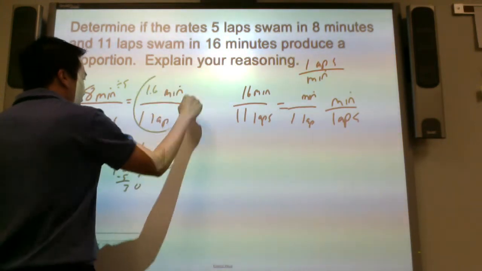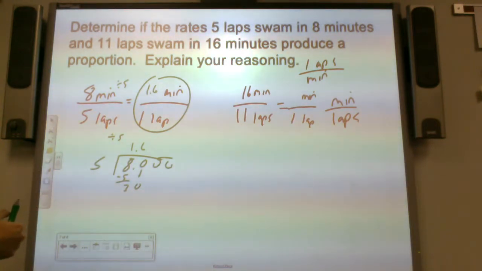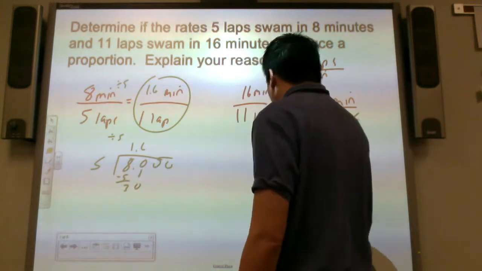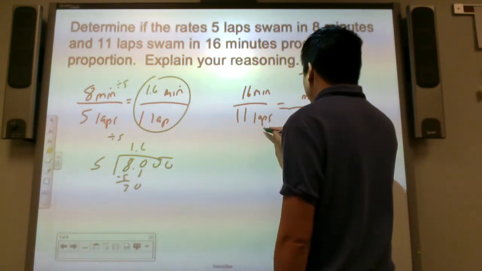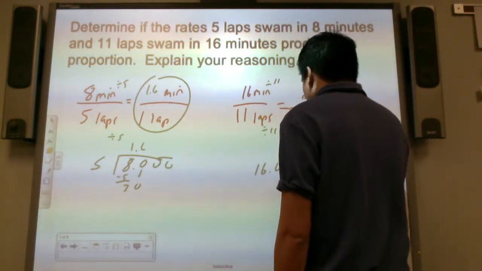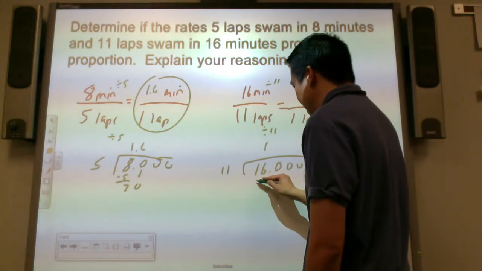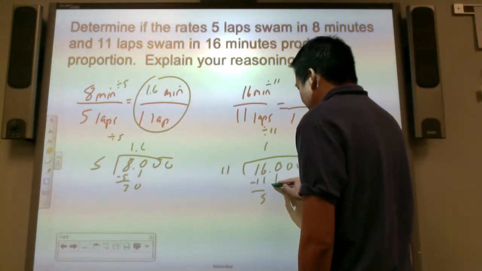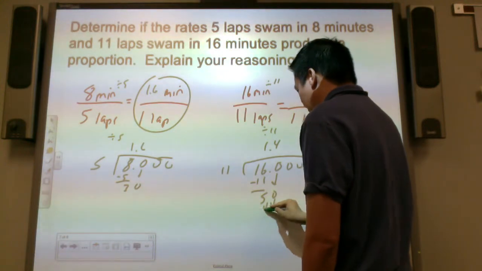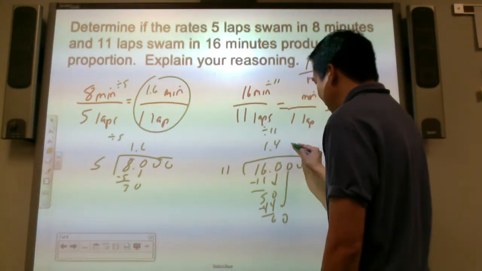So you can take some 1.6 minutes per lap. In the other example, if I want to break it down from 11 laps to 1 lap, I divide by 11, so 16 divided by 11. How many 11's go into 16? 1 time. 5 is the remainder. I bring down the 0. How many 11's go into 50? 4 times. The remainder is 6. I bring down the 0. How many groups of 11 go into 65?